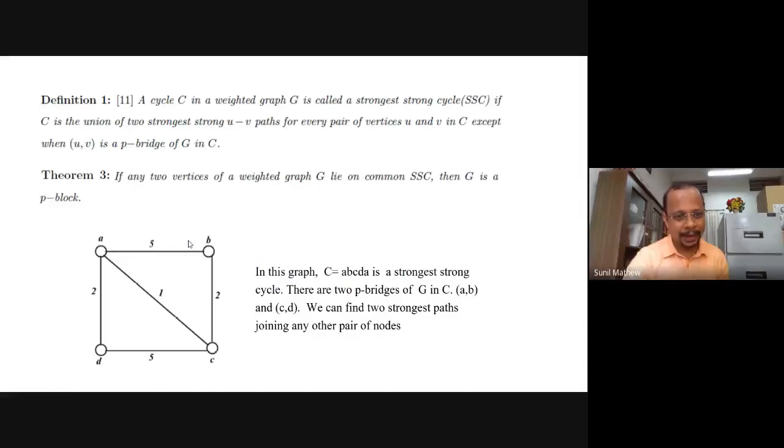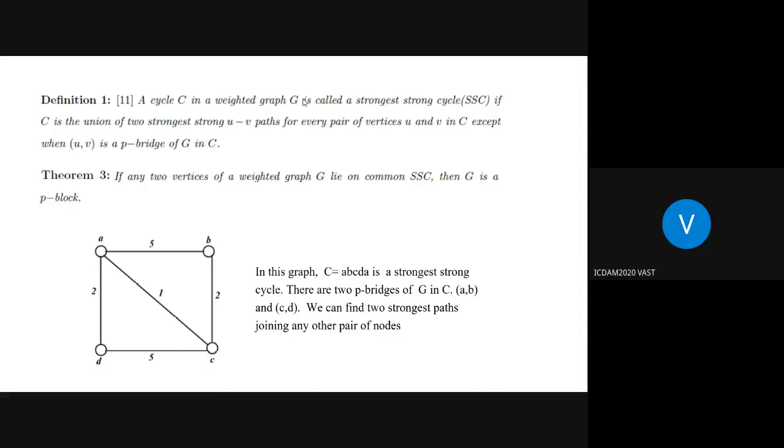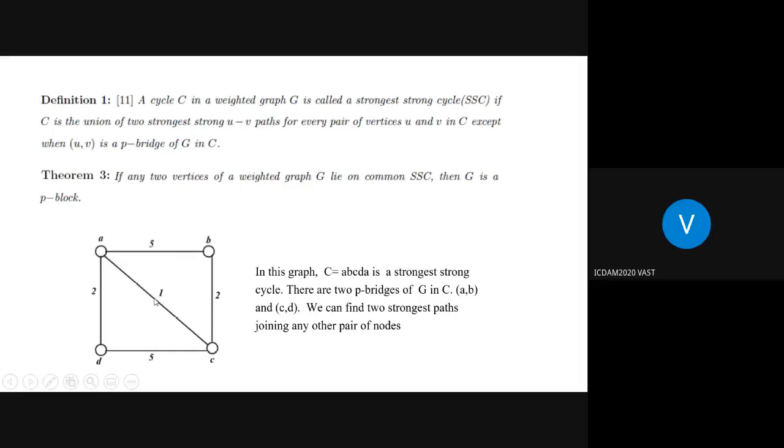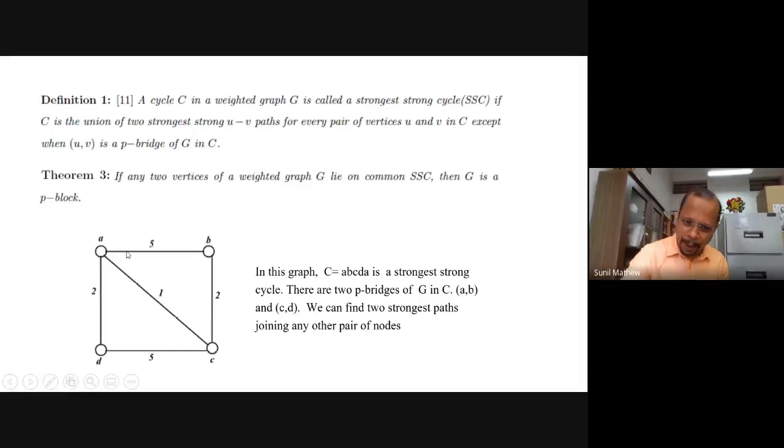We searched again, and in order to check whether the remaining conditions are valid even in a subcategory of the partial block structure, we made a definition. This definition is called a strongest strong cycle. A cycle is a strongest strong cycle if it is a union of 2 strongest strong paths for every pair of vertices U and V in C, except when UV is a partial bridge. Just look at this. Say AB is a partial bridge. You may check it yourself. So don't take A and B.